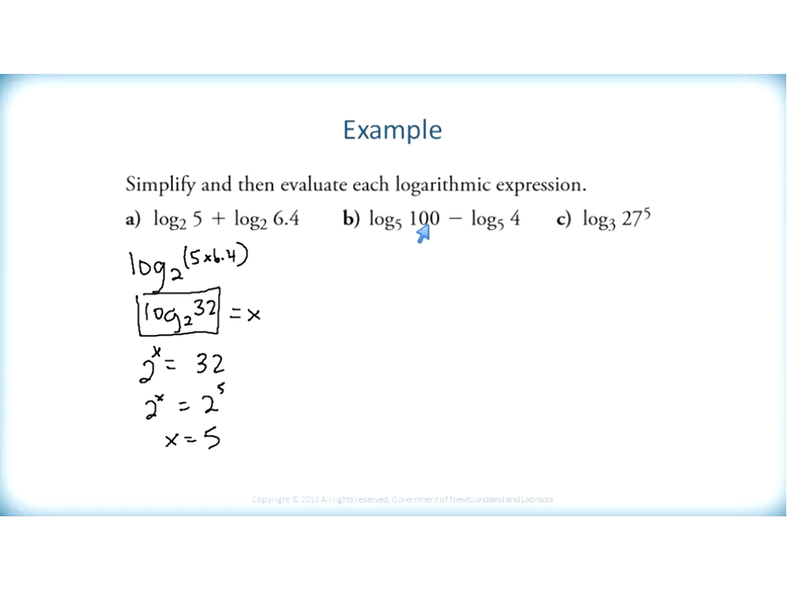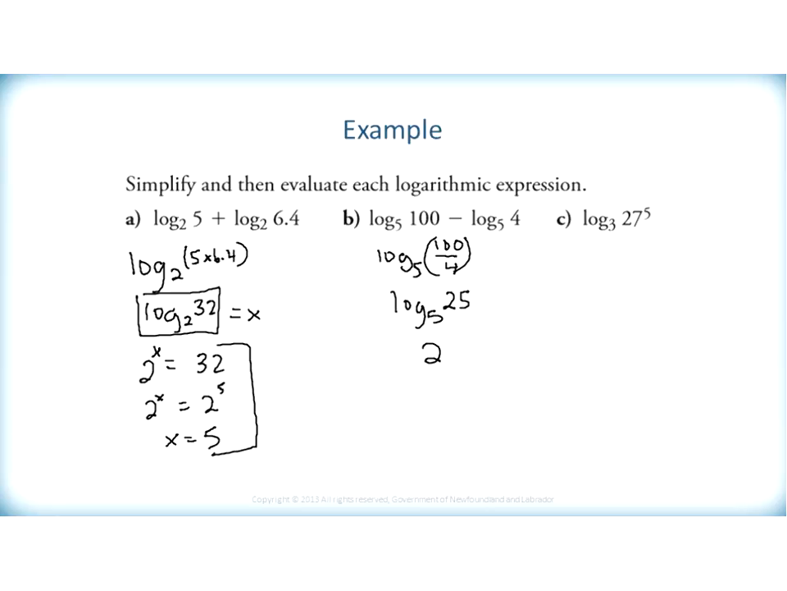We have here a difference, and we're going to use the quotient law. That will be log of 100 over 4 base 5. This would be log of 25 base 5. Since 5 squared equals 25, then this part of the expression would equal 2. Once again, you could use this method where you're setting it equal to x.